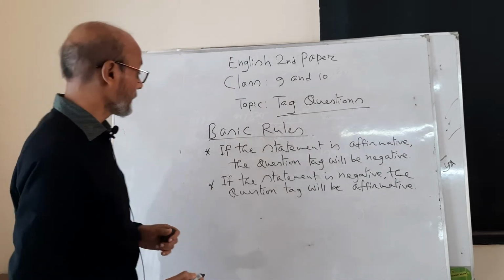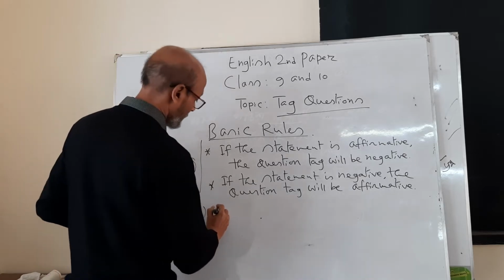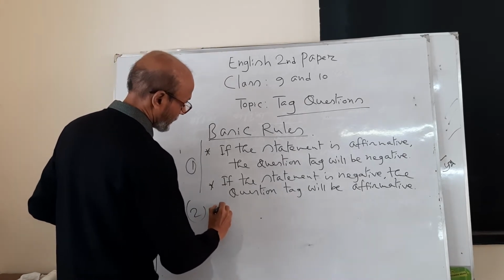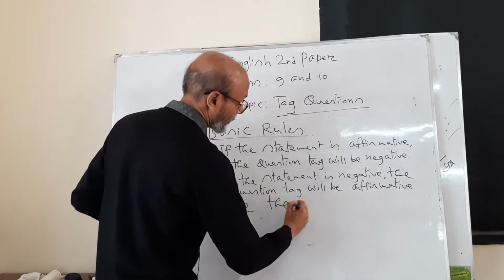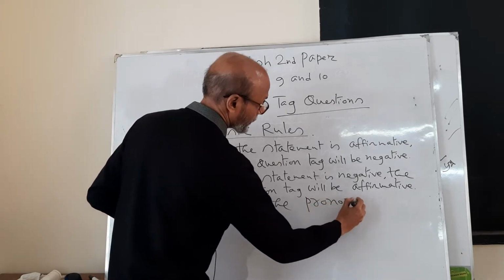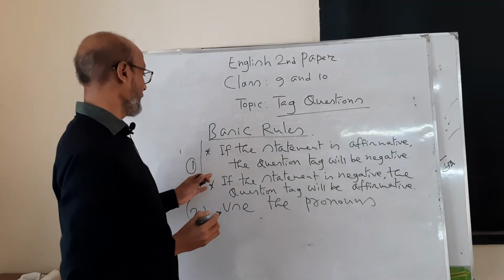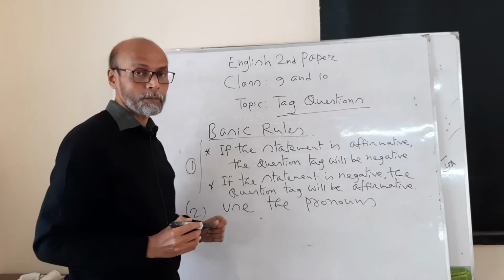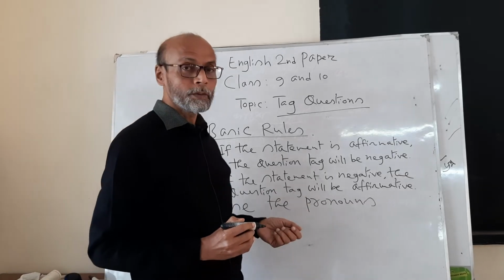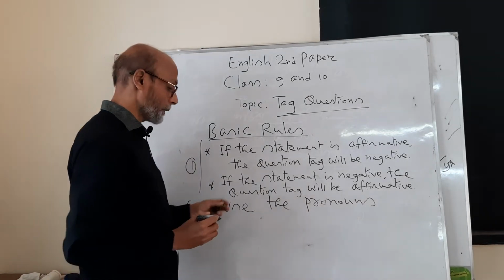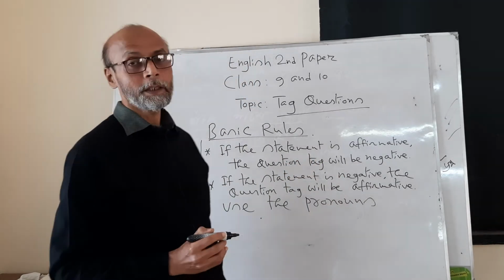This is the basic rule, and side by side you have to use the pronoun. If in your sentence you find that there is a noun, for the question tag you have to change it into a pronoun. For example, I have shown you that for Ronnie, we have used "he" here.